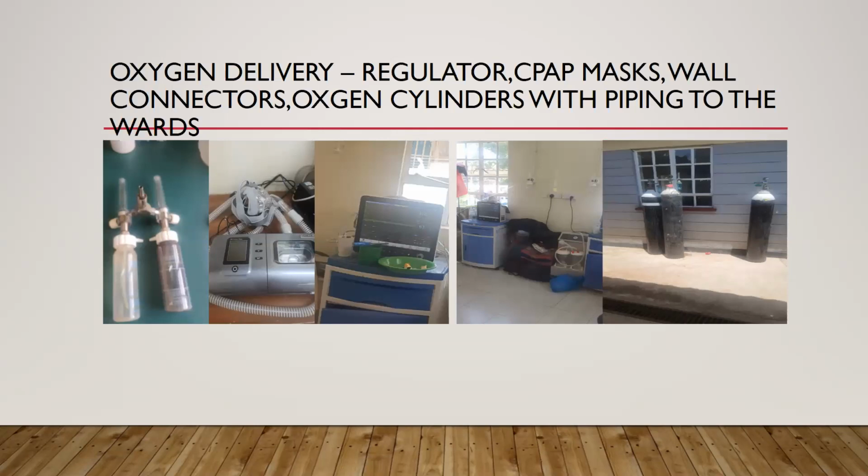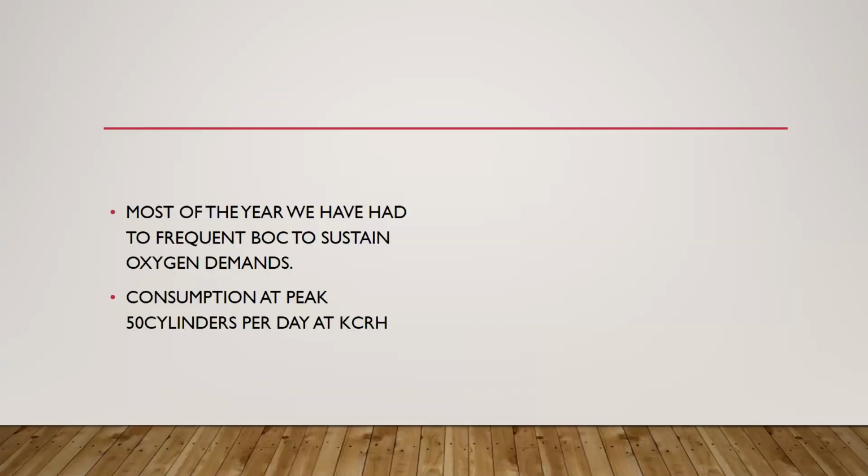In the picture, we have several pieces of equipment which are used in our isolation HDU ICU COVID. The first one is our regulators. Number 2, we have our CPAP face mask. We have a monitor, and I don't know the last one. Then in the middle we have one of the rooms in isolation. The last one is our piping. The next slide.